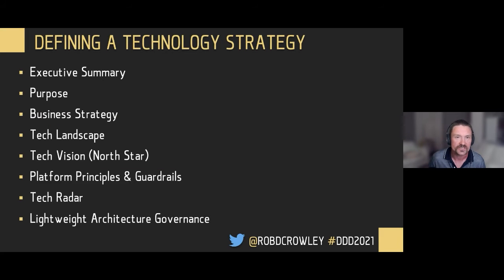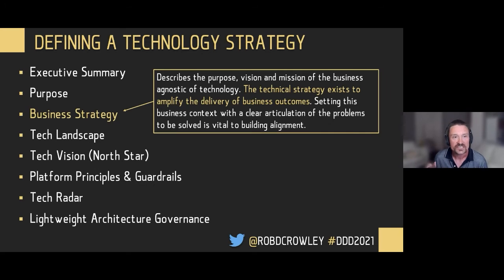And the sections of a technology strategy are roughly listed here. So as I mentioned before, they really start with the business strategy. And this is the part that's actually devoid of technology. So it might sound like strange advice, but when you start defining a technology strategy document, you don't start with the technology. You start with the business context around it. And this clear articulation helps provide that alignment to the problems and the challenges that the business is facing and the outcomes they're looking to achieve.